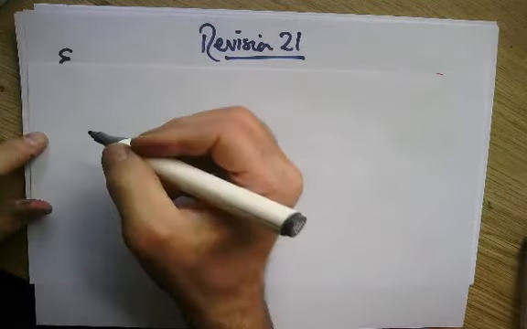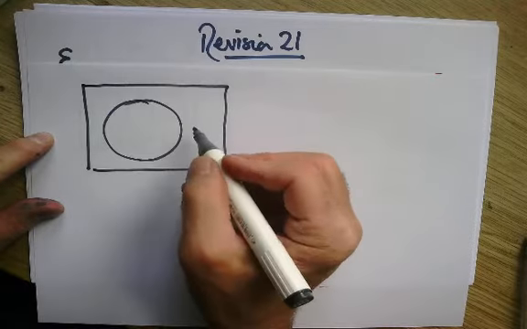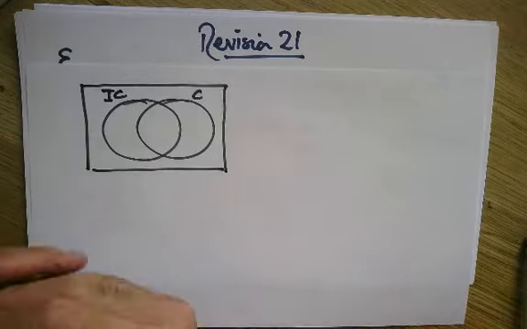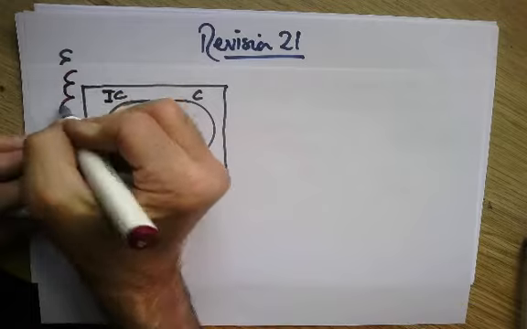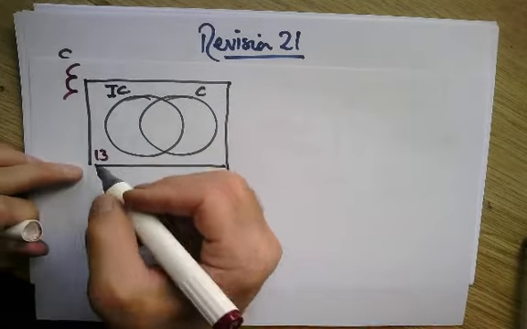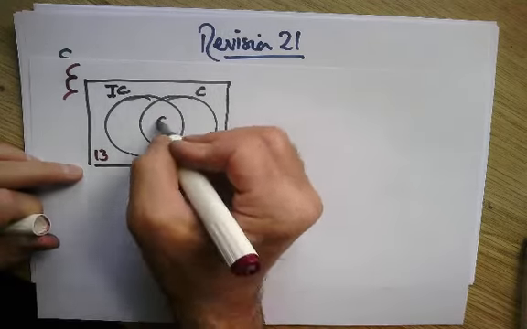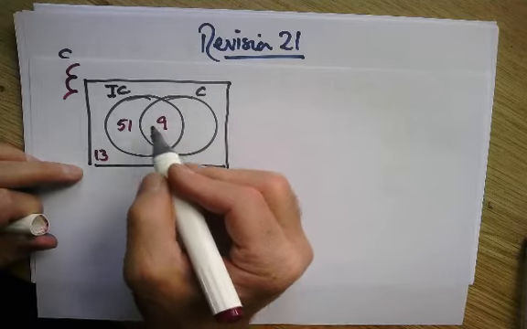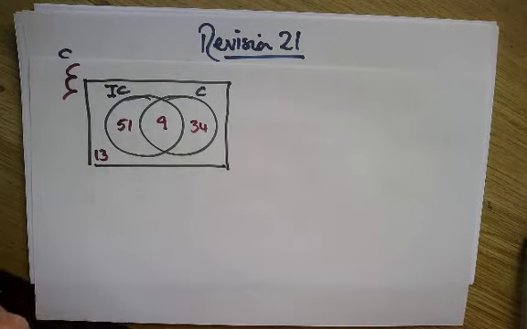Then this question says, okay, they've got ice cream and you've got a number of people that like ice cream, and you've got a number of people that like custard. So that's your ice cream, that's your custard, and you've got the universal set, so this means that everyone investigated was here. You've got 13 outside, that means that there are people that don't like ice cream or custard or haven't asked for it. You've got 9 in the middle, that is for both. You've got 51 here, which is ice cream but not custard, and 34 custard but not ice cream.